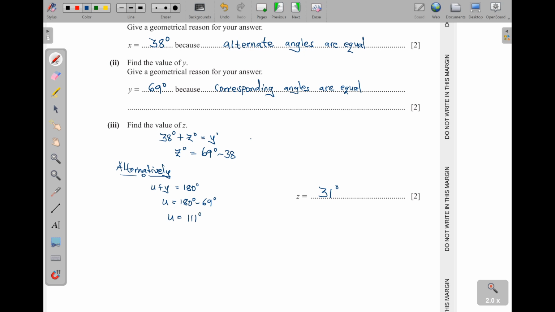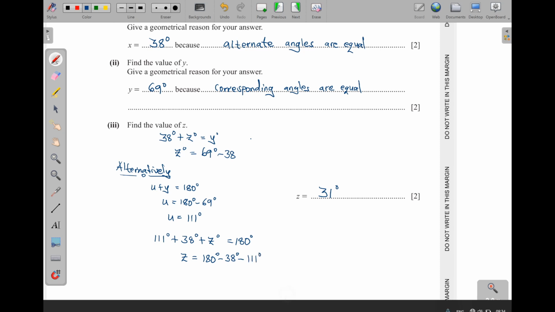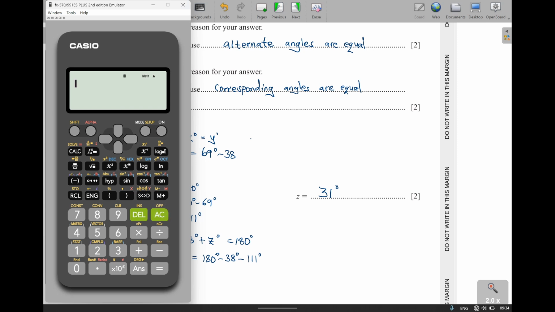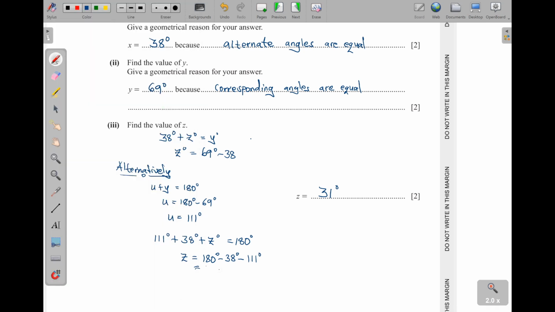Now they say this u, 111, plus the 38, plus now the z, will give us 180 because these are angles in a triangle. That means z is going to be 180 minus 38 minus 111. So when you put that in the calculator, 180 minus 38 minus 111, you get 31 still. You see that?